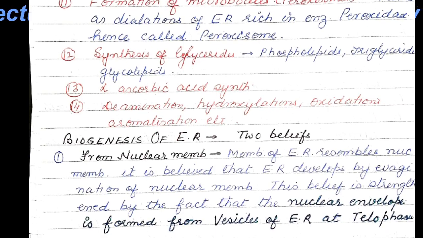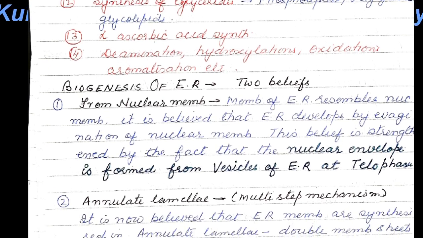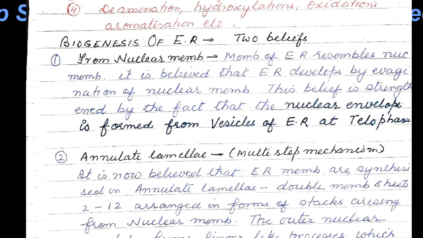As far as the genesis of endoplasmic reticulums, two beliefs prevail. One is from nuclear membrane. As the membrane of endoplasmic reticulum resembles nuclear membrane, it is widely believed that endoplasmic reticulum develops by evagination of nuclear membrane. This belief is buttressed by the fact that nuclear envelope is formed from vesicles of endoplasmic reticulum at telophase of cell division.